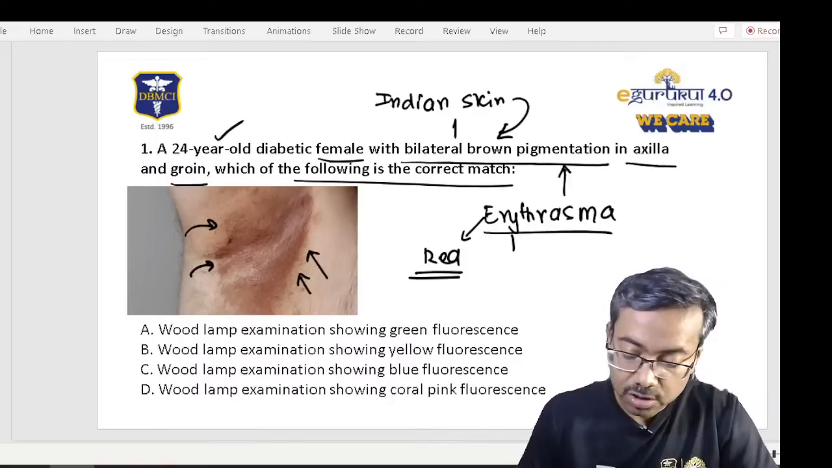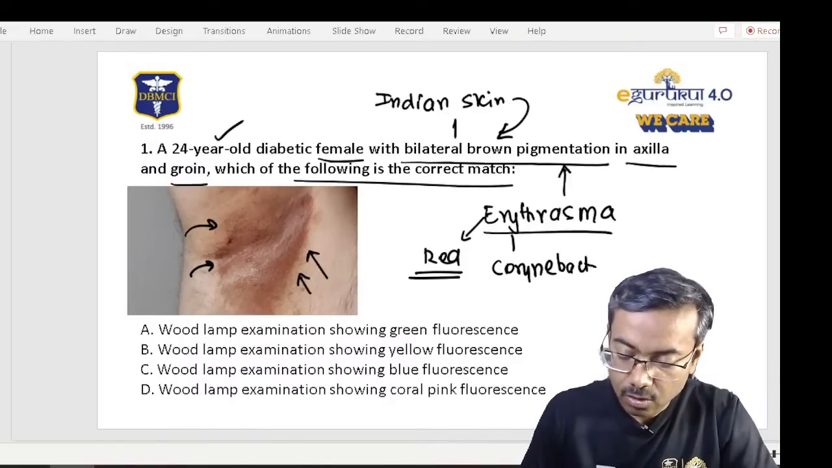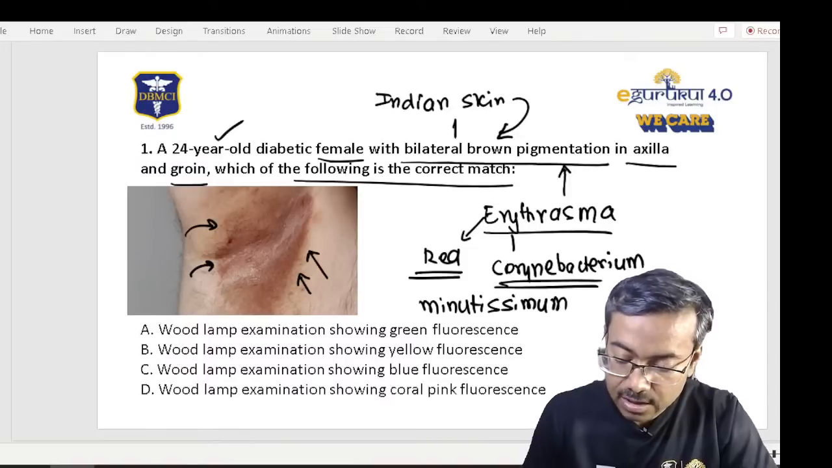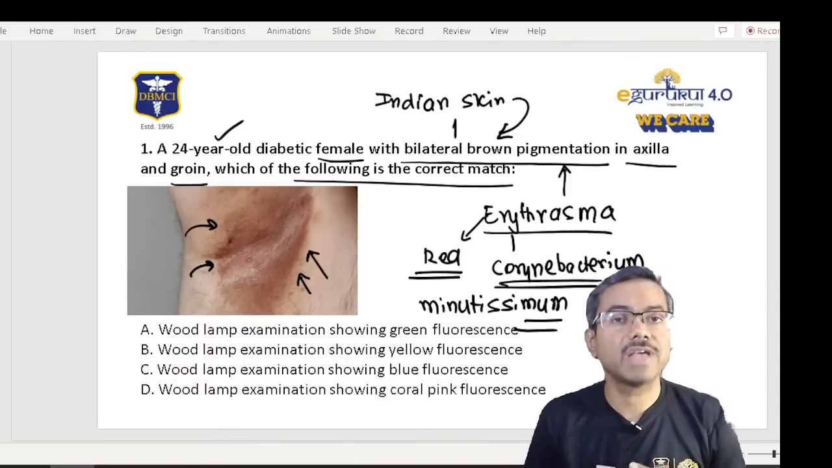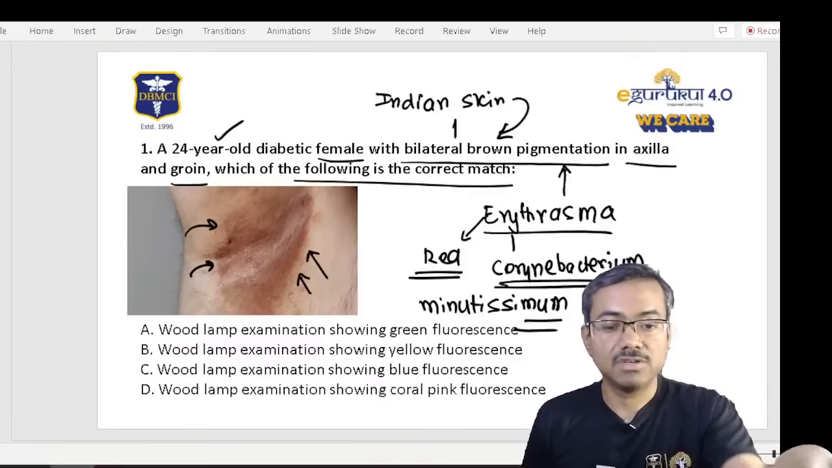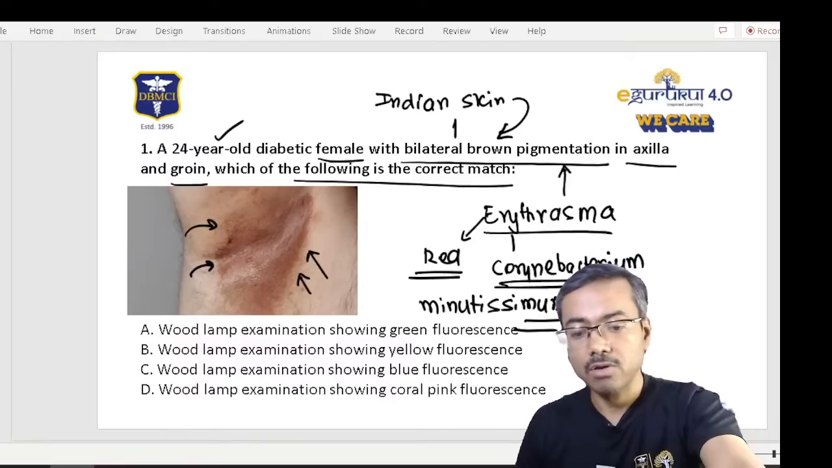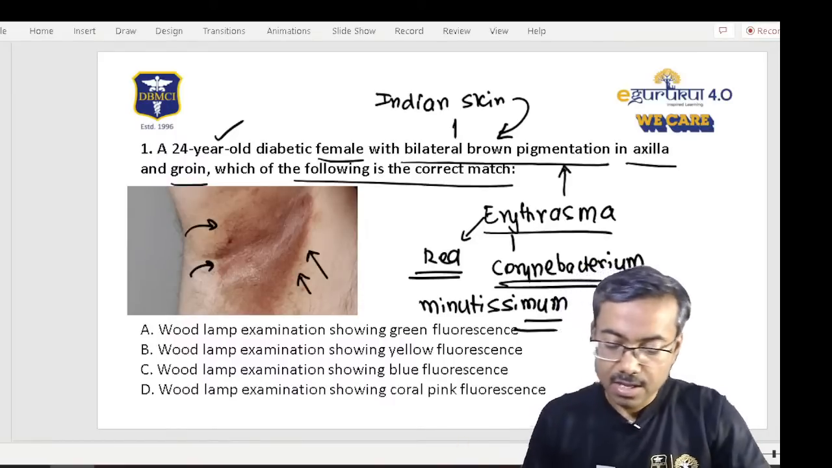And that you should know is a Corynebacterium infection. Corynebacterium minutissimum. I'm also telling you the potential other questions which will come. So remember the organism, Corynebacterium minutissimum. So it is not red.